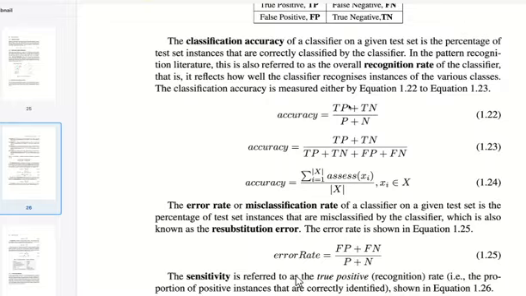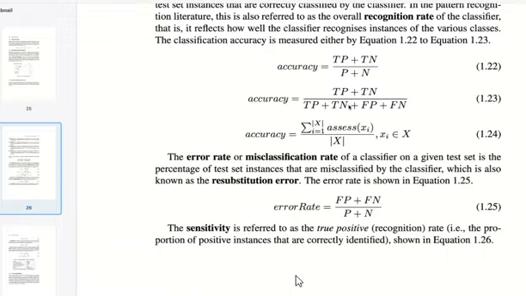So you can also find the accuracy with equation 1.23, 1.24, both are the same. So 1.22 to 1.24, they basically mean the same. So accuracy is the good performance of the model and the error is the bad performance of the model. So we also need to find the error rate.